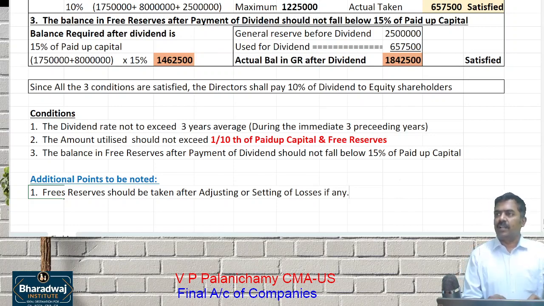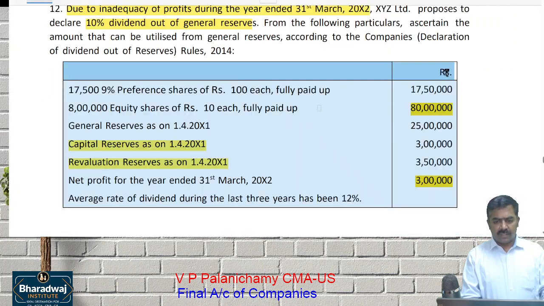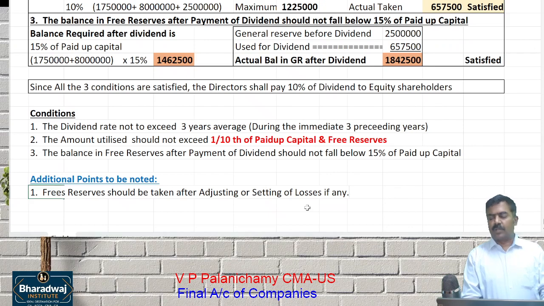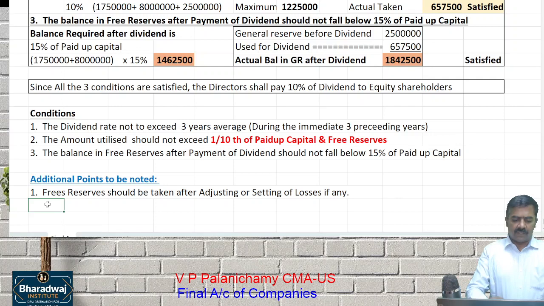In this question, there is a current year net profit given. Suppose if there is a net loss, you have to adjust that loss and take it. Free reserves should be taken what? After adjusting of losses.